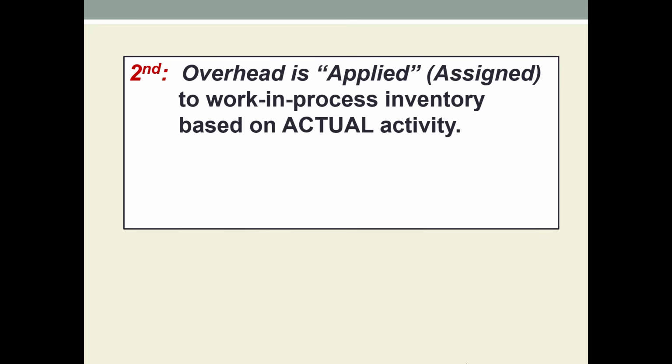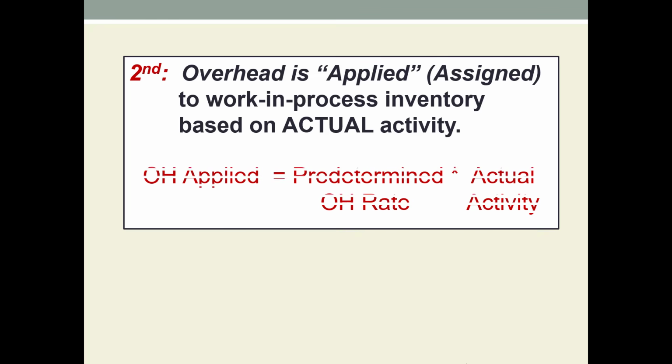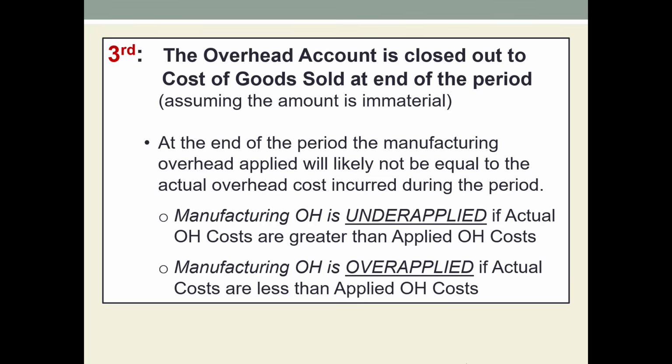So first, calculate the overhead rate. Second, throughout the period, overhead is applied to production through the work in process account based on actual activity. Your formula, overhead applied, is equal to predetermined overhead rate times actual activity. And then third, the overhead account is closed out to cost of goods sold at the end of the period. That is assuming that the amount is immaterial, which is what we'll always do in this course.